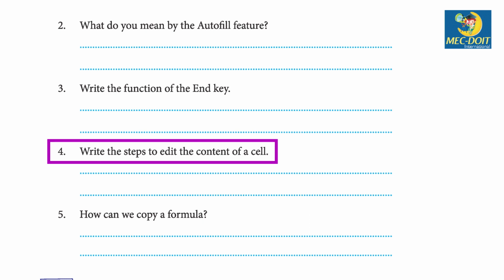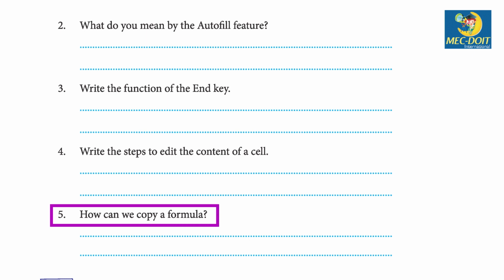4. Write the steps to edit the content of a cell. Answer: follow the given steps to edit a cell in the worksheet. Step 1. Click on the cell you want to edit. 2. Double click in the cell or press the F2 key. 3. Erase the cell data. 4. Type the new data. 5. Press the Enter key. 5. How can we copy a formula? Answer: there are two methods to copy a formula: the fill handle and copy and paste.